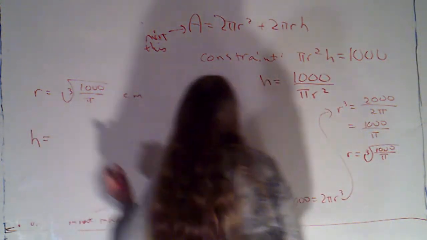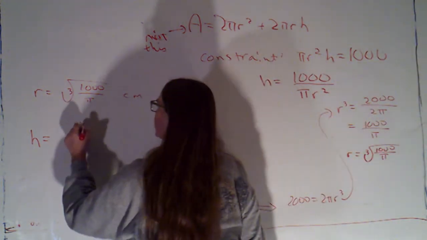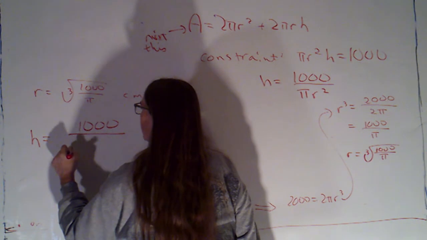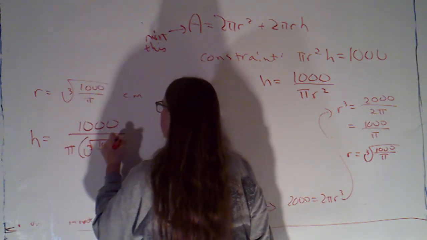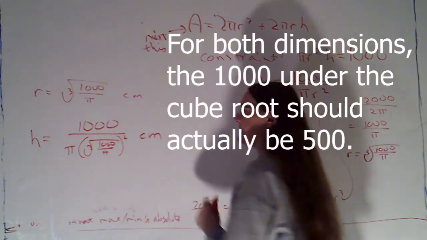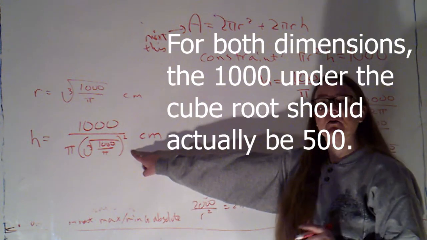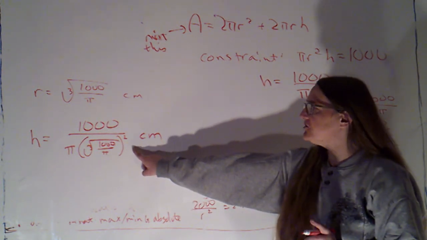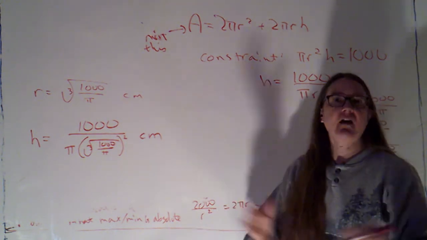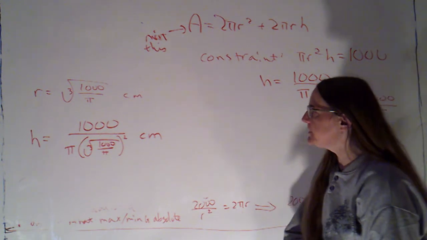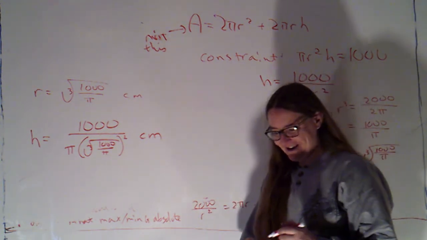And then the height, we had said that the height was 1,000 over pi r squared. So that's just going to be 1,000 over pi times the cube root of 1,000 over pi squared, and that would also be centimeters. Okay. These problems are involved enough that I'm not going to require that you simplify things like this. You can leave your answer in sort of a messy form. Realistically, you'd have a calculator if you were doing this in the real world, and you could get a decimal approximation. All right, so there's our second example.